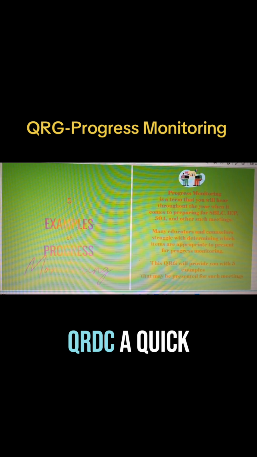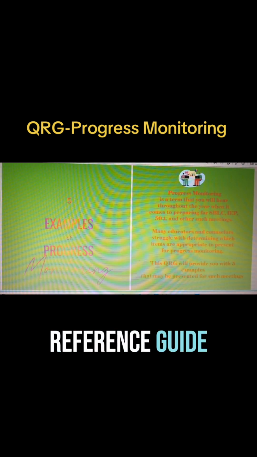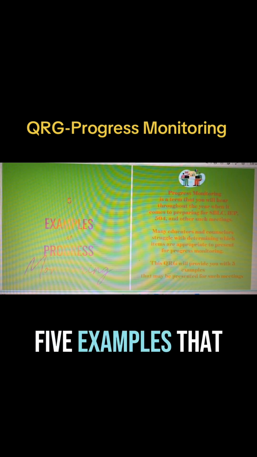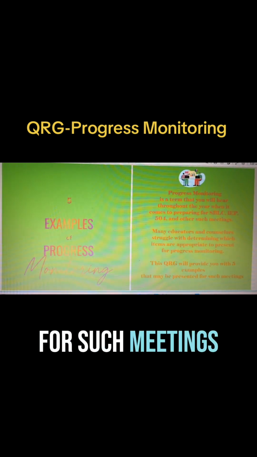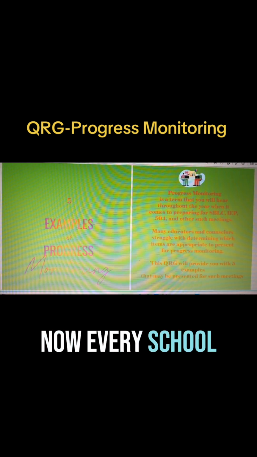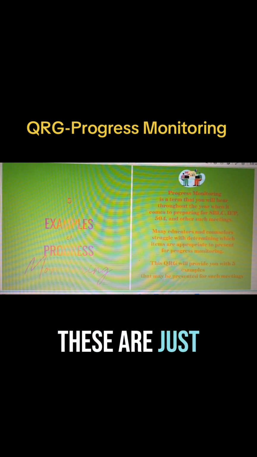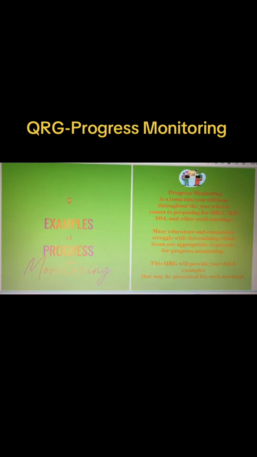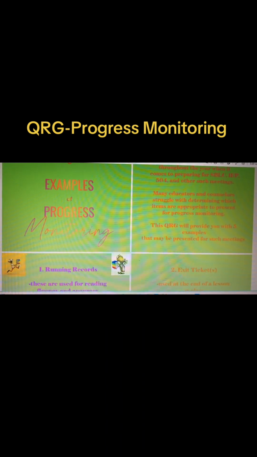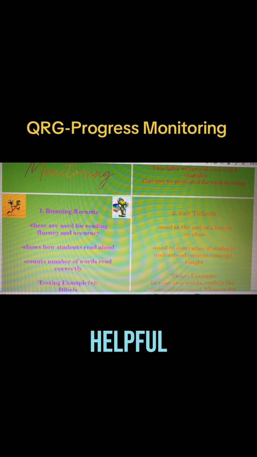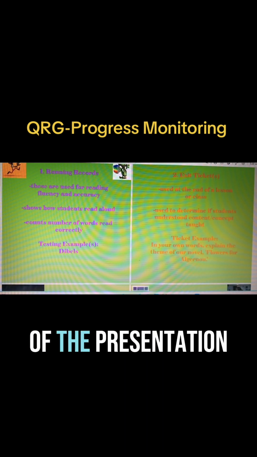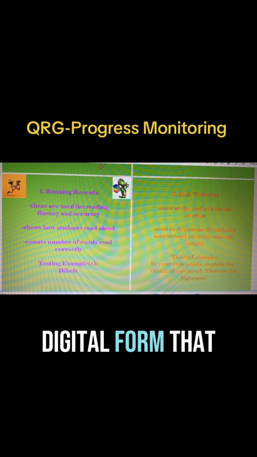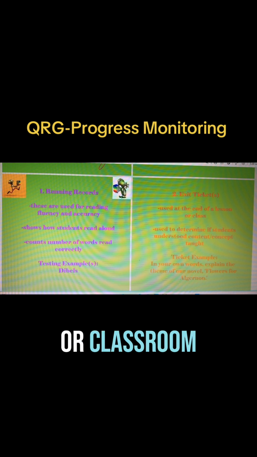This is a QRG, a quick reference guide, and it will provide you with 5 examples that may be presented for such meetings. Now, every school district is different. These are just examples from the areas and districts that I have worked in. And if you think this quick reference guide is helpful, at the end of the presentation, feel free to contact me and I can send you a digital form that you can keep in your office or classroom.